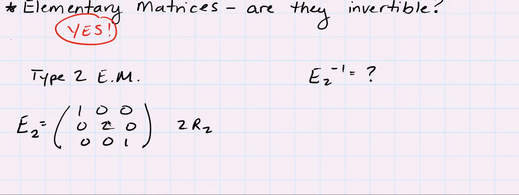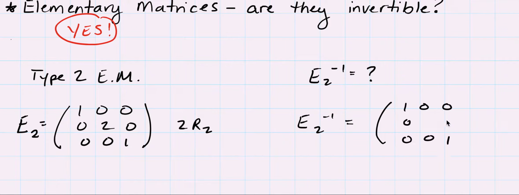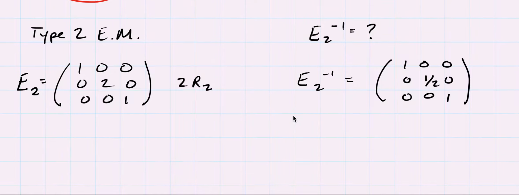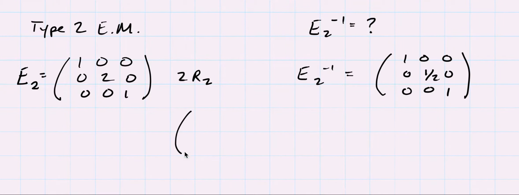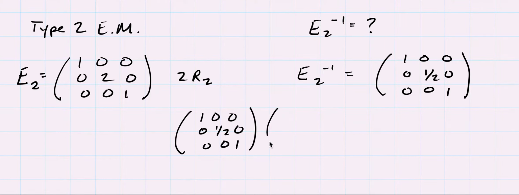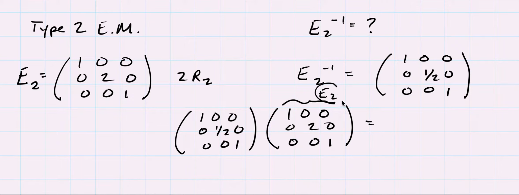Well, what's going to happen is you're going to write the same matrix, but the row you multiplied by that non-zero number, you're going to multiply by 1 over that non-zero number. Let's check this. And remember, it doesn't matter the order of these two matrices if they're inverses of each other. Here I put E sub 2, the original matrix.